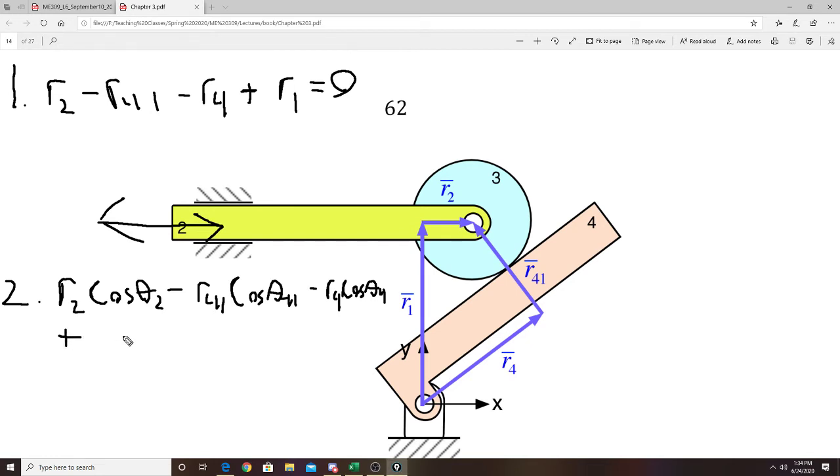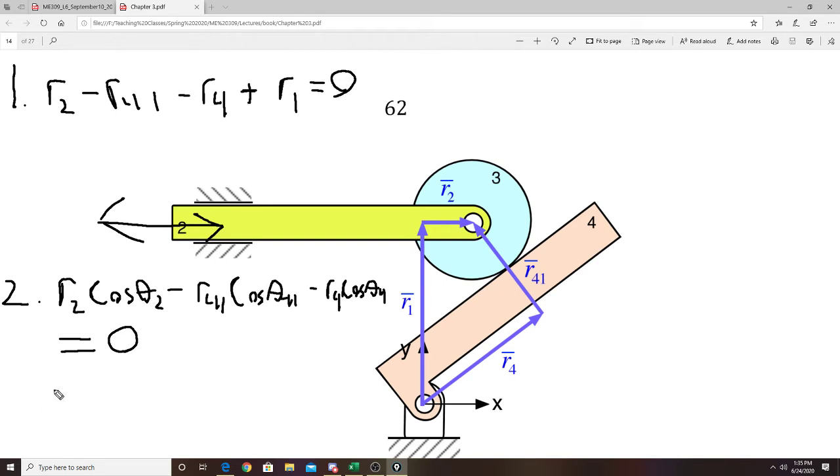What happens to R1? Assumingly, we know this is a 90-degree angle. What happens to R1 when we take the x component of it? It goes to 0. So we do not need the R1 here because that is this vector going up. All good?